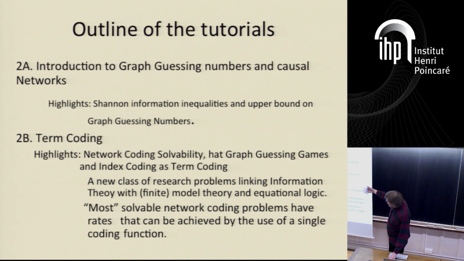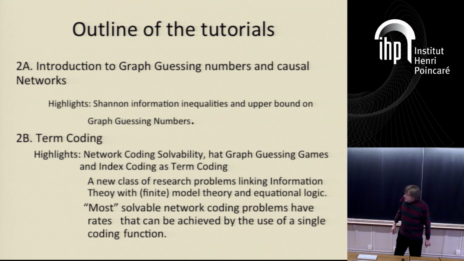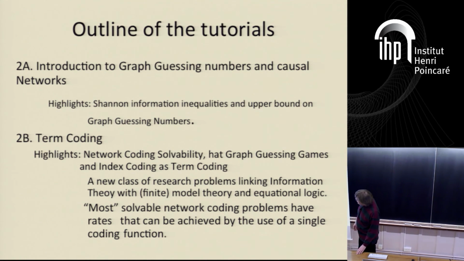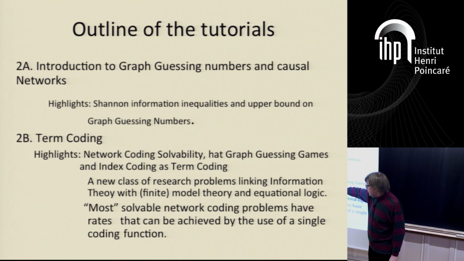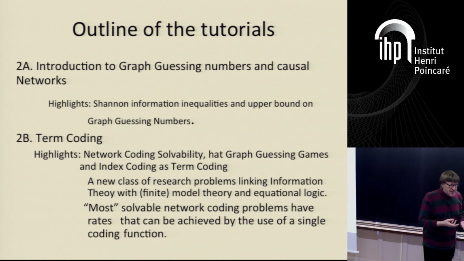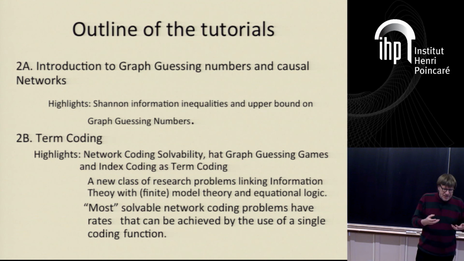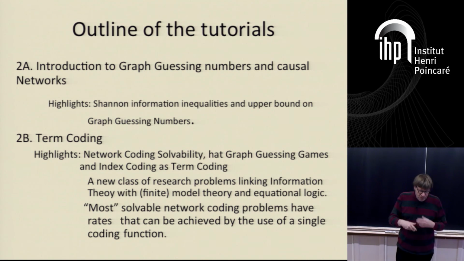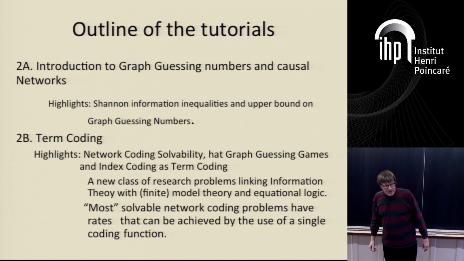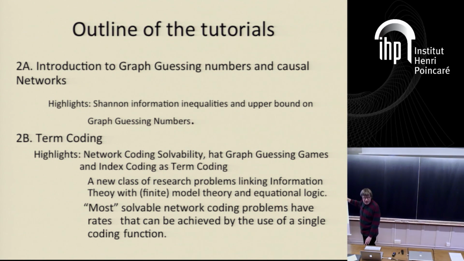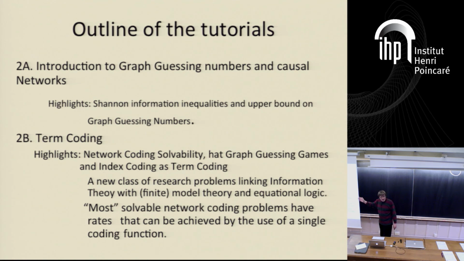Then in part 2b, I will talk about something called term coding, which is also new. It's a kind of generalization of the guessing games, but it also unifies a lot of other things. The highlight would be that network coding solvability, the hat graph guessing games, and index coding all fall naturally into that formalism. Again, it's something that is graph-free, so it's more about looking at certain types of equations, things you can do in equational logic, but it also leads to a new type of problem. So people who do equational logic and automated theorem provers, it's not exactly what the provers are dealing with. It's a slightly different type of problem.